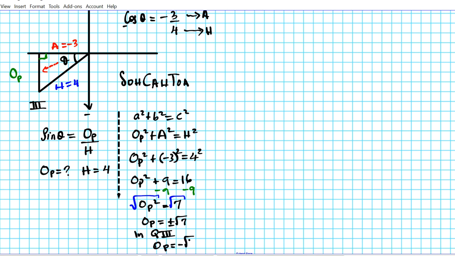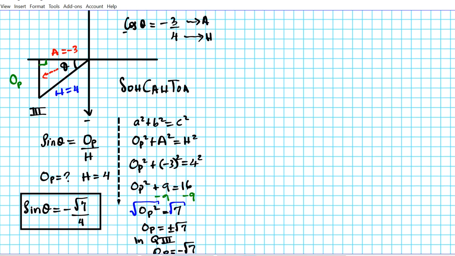So it's going to be negative root 7. That's the option we're going to select. Okay, so we now know what the opposite is. So sine theta is going to be negative root 7, the opposite over the hypotenuse, which is 4, ladies and gentlemen. That is the answer to question number 5.